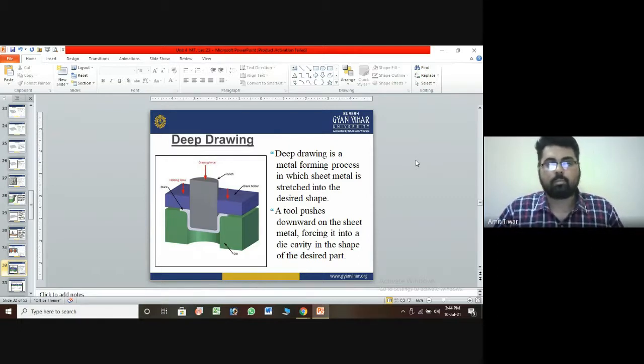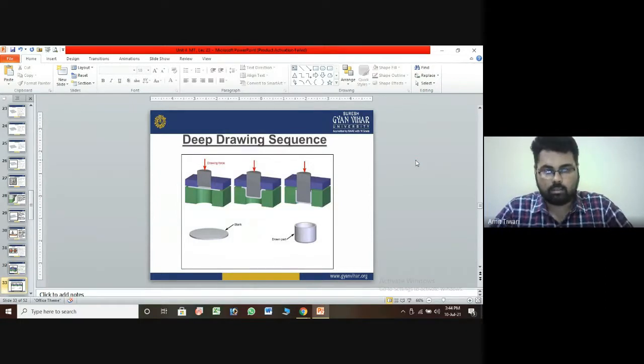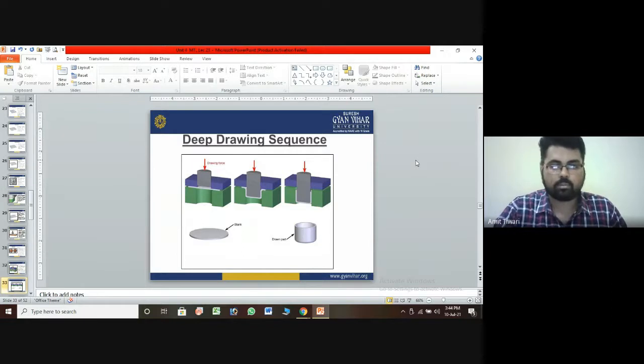So you can fabricate by deep drawing by applying certain forces on the body of a sheet metal part, and by giving the dimensions you fabricate the form. So these are deep drawing sequences. These are the diagrams you can fabricate with the help of the sheet metal deep drawing process.